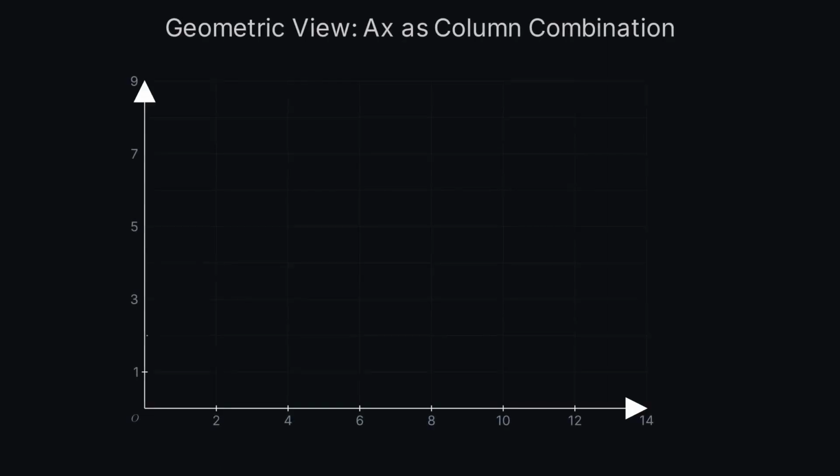Here's the geometric picture. On a coordinate plane, column 1 is an arrow pointing to the point 2, 1. Column 2 is an arrow pointing to 5, 3. Now we scale column 1 by 1. It stays at 2, 1. We scale column 2 by 2. It stretches out to 10, 6.